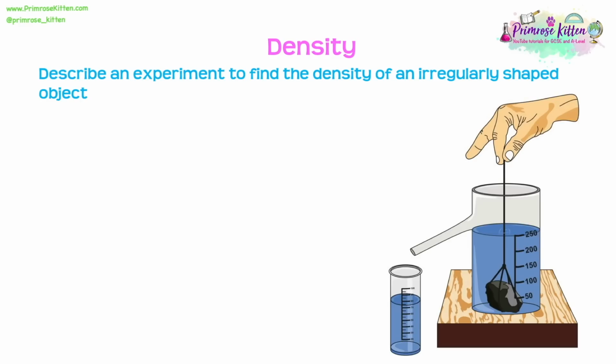In the exam, we need to be able to describe an experiment to find the density of an irregularly shaped object. So this could be something like a stone, something that isn't a distinctive shape, which you have a formula to work out its volume for. So here we need to know this method. We'd start off by measuring the mass of the object using our standard top pan balance.